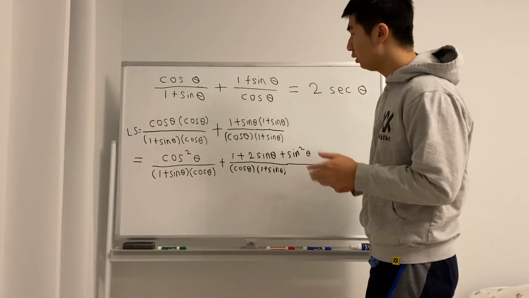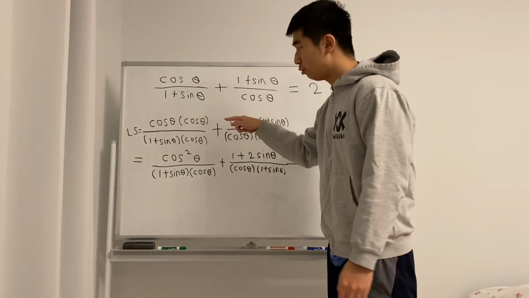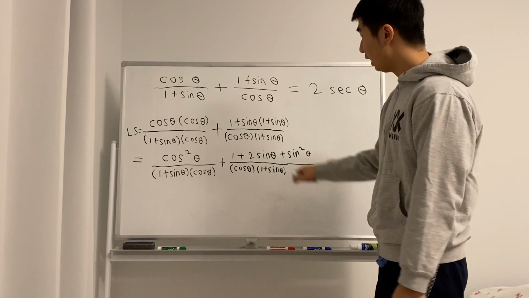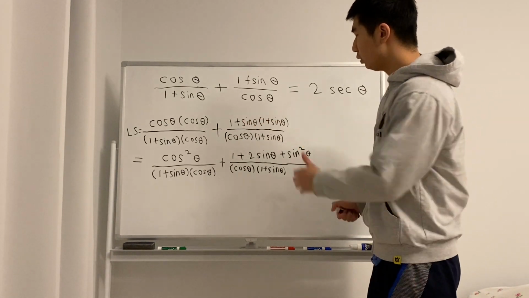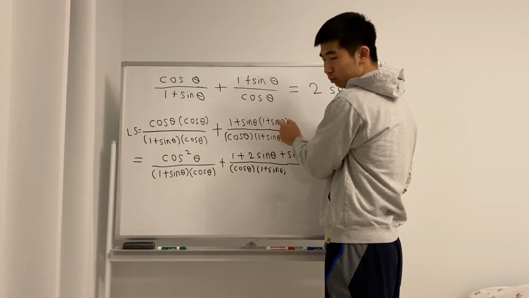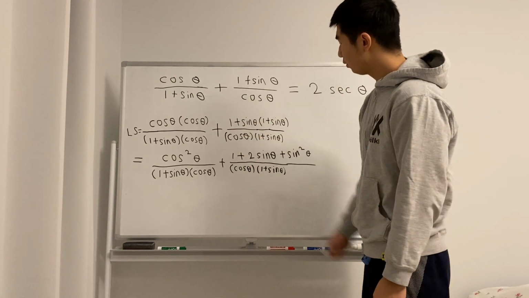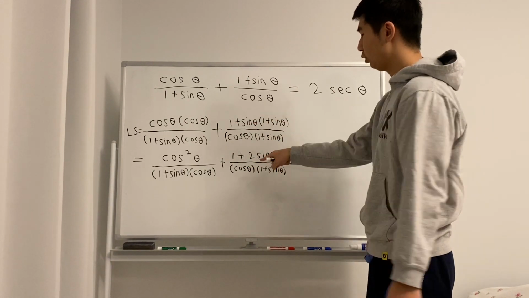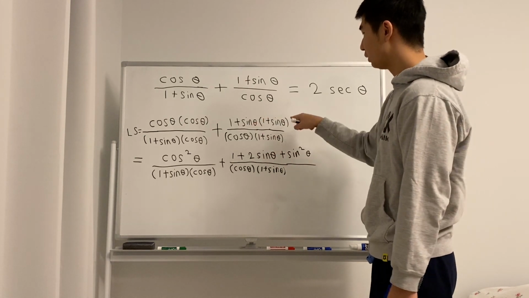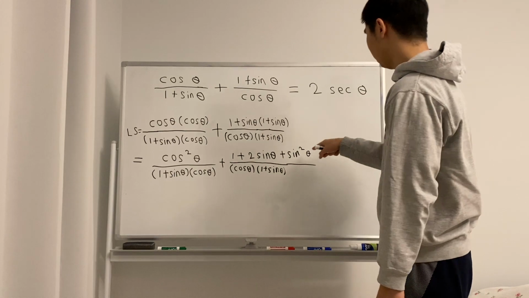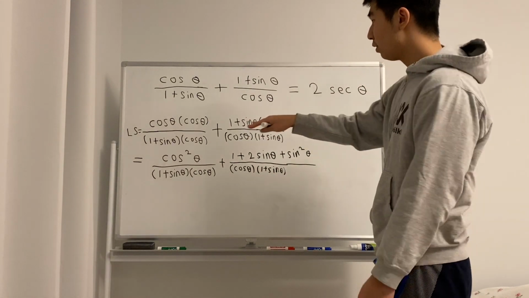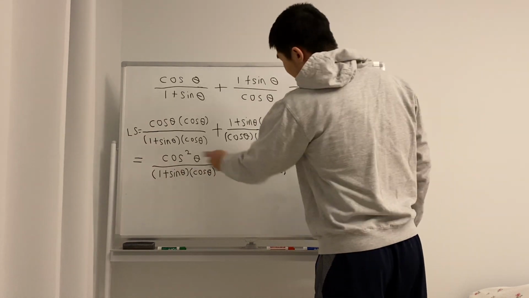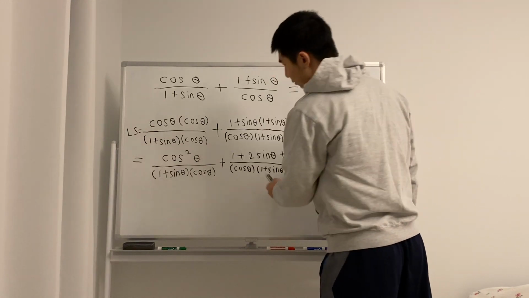Okay, so now I basically just simplified the numerator. So cos theta times cos theta is just cos squared, or cos theta squared. And when you distribute this term to this bracket, 1 times 1 is just 1. 1 times sine theta is just sine theta. Sine theta times 1 is sine theta. Sine theta plus sine theta is just 2 sine theta. And then sine theta times sine theta is just sine squared, or sine theta squared. So now that we simplified the numerators, all we have to do is add the numerators because the denominators are the same now.